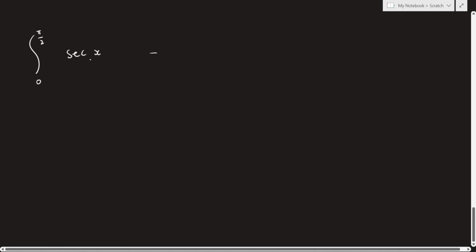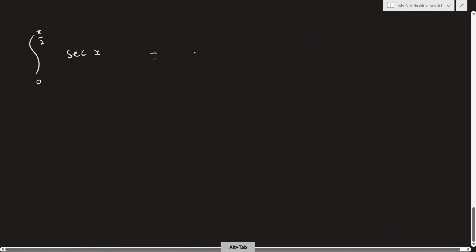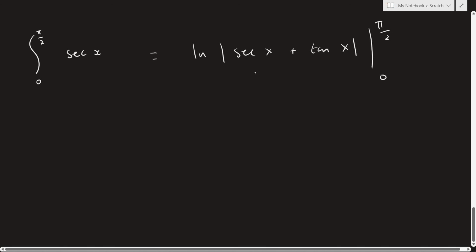All right, so same thing. We find the integration of secant x, and then we replace by 0 and pi over 2. So the integration of secant x is ln secant x plus tan x. All right, and then now we replace. What's interesting here is that if you replace pi over 2 directly, you're going to find math error. So what we'll do is replace each alone.